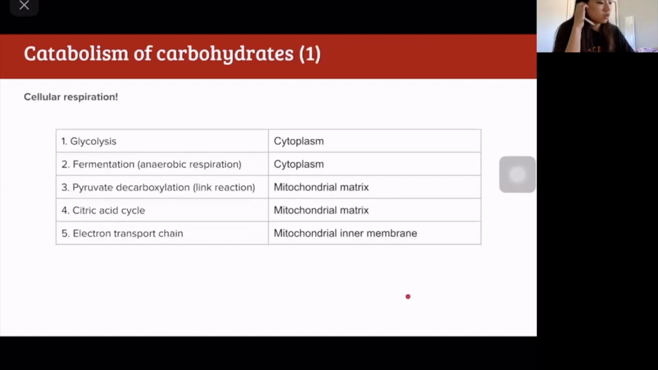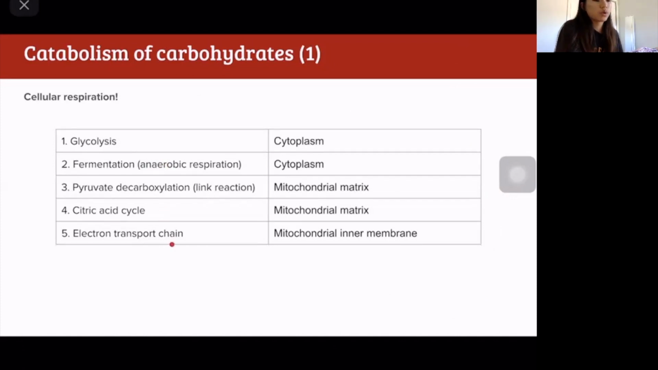Okay. Now is the breakdown of carbs. So cellular respiration. It's pretty complicated. There are a few steps. So there's glycolysis, and then there's fermentation in anaerobic respiration. And if it's aerobic respiration, you'll first go through the link reaction or pyruvate decarboxylation into the citric acid cycle and then to the electron transport chain.